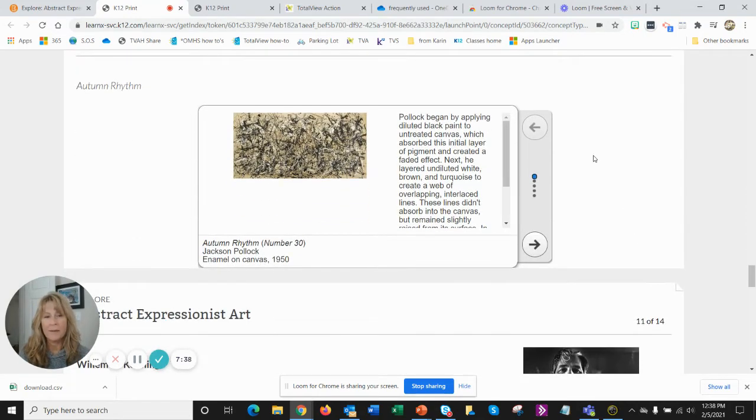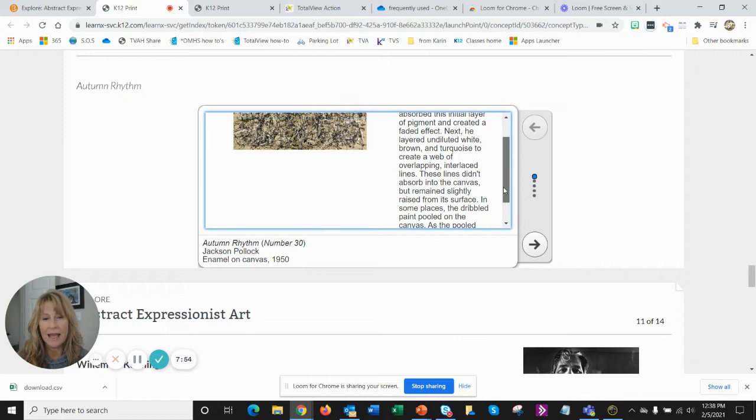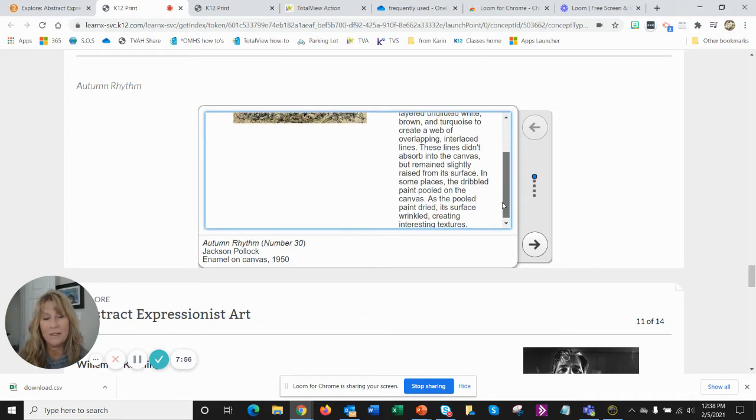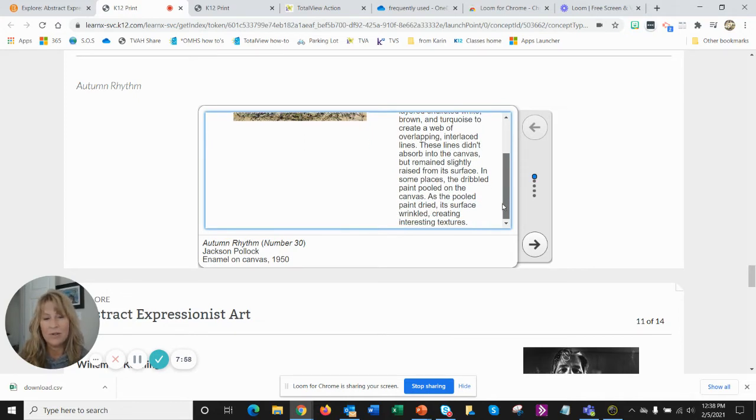Pollock began by applying diluted black paint to an untreated canvas, which absorbed his initial layer of pigment and created a faded effect. Next, he layered undiluted white, brown, and turquoise to create a web of overlapping interlaced lines. These lines didn't absorb into the canvas, but remained slightly raised from its surface. In some places, he dribbled paint that pooled on the canvas. As the pooled paint dried, its surface wrinkled, creating interesting textures.